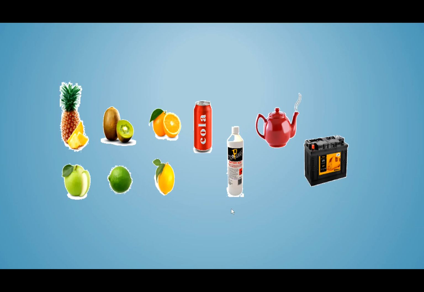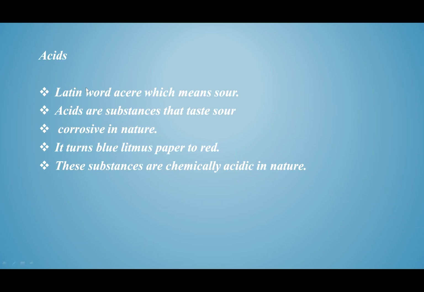Acid is taken from the Latin word acere, meaning sour. So acids are the substances which taste sour and they are corrosive in nature. And they turn blue litmus paper to red. This litmus paper I will be explaining in the later part of the video. But right now we have to focus on what acids are: they taste sour and they are corrosive in nature.